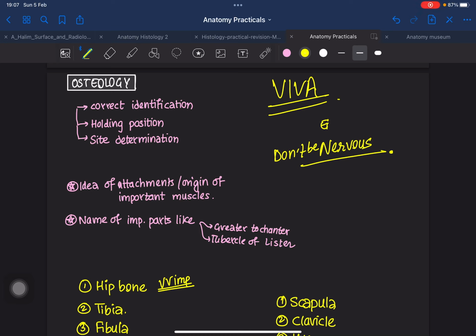Okay, first thing what you have to do is hold the bone and correctly identify the given bone. If femur is given, don't come by saying it's a radius or ulna. Okay, correct identification should be done, and the holding position would be seen. They won't say anything, you'll have to hold it yourself in a correct anatomical position. Okay, next side determination, is it of the right side or the left side.